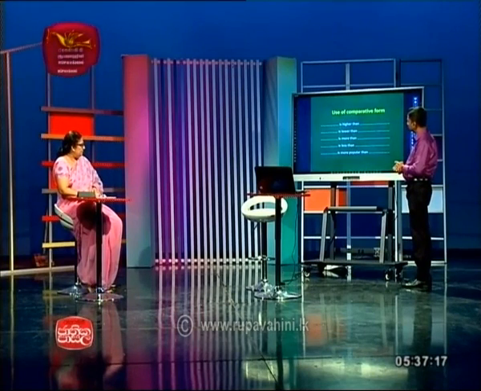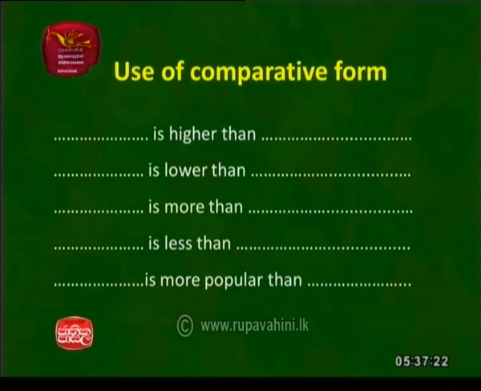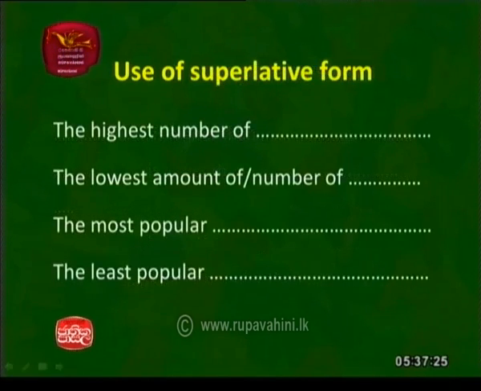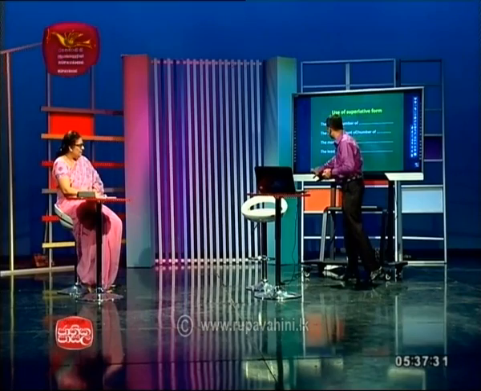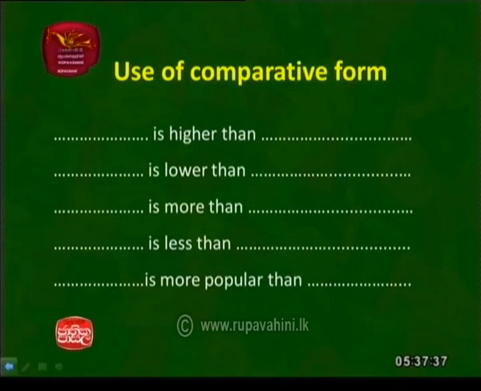Right. Now here, how can we use the comparative form? Is higher than. What is higher than? We can say the students who come to school by bus is higher than those who come by car. So like that. Then lower than also the same, more than, less than, more popular than, you can compare using the information given.